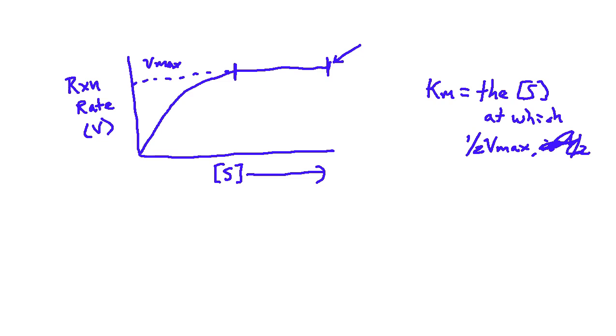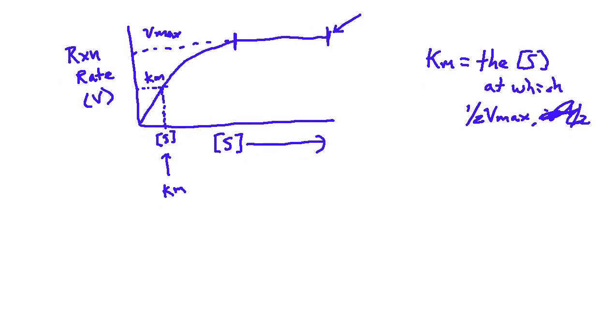So if I could find where that is, I would look at, here's Vmax, so approximately half, okay, now we're eyeballing this, we don't have data, but approximately half of this, which is Km right here, whatever the substrate concentration is right here, that is Km. That's the constant.